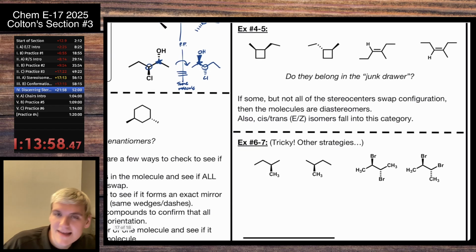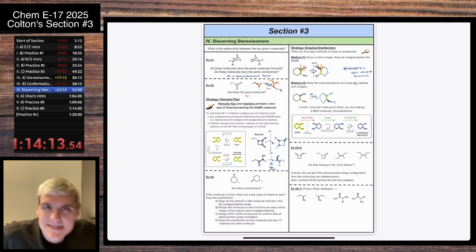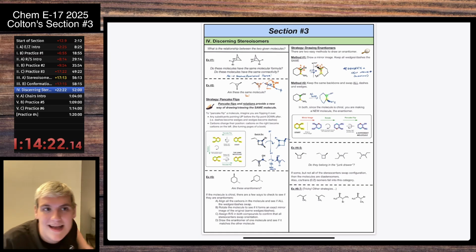And then I have some tricky extra ones to try out. I would encourage you to try them and then let me know if you have questions on them, or if you are confused about it. Again, feel free to send an email or something about it. This is the skill of discerning stereoisomers, and I think that the mirror image and the pancake flip are going to be really invaluable for those PSET questions. Any questions on this before we do our last thing with chairs?